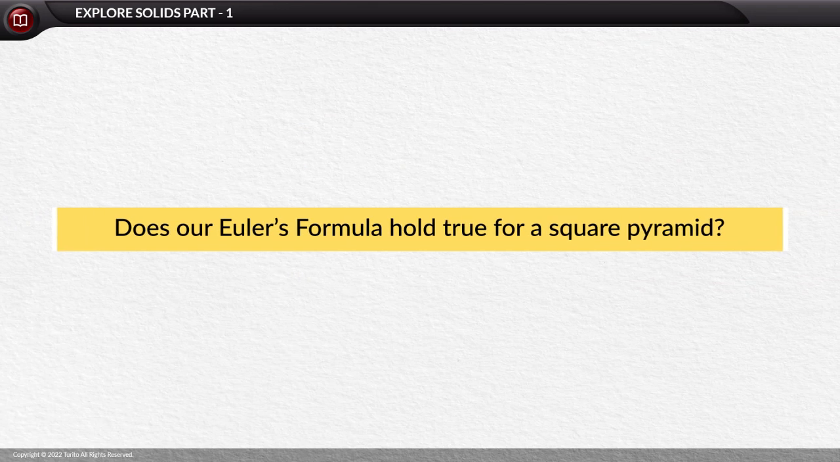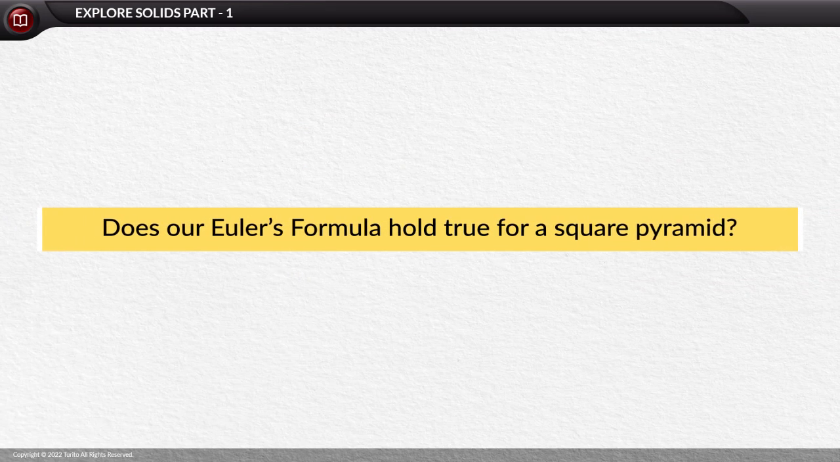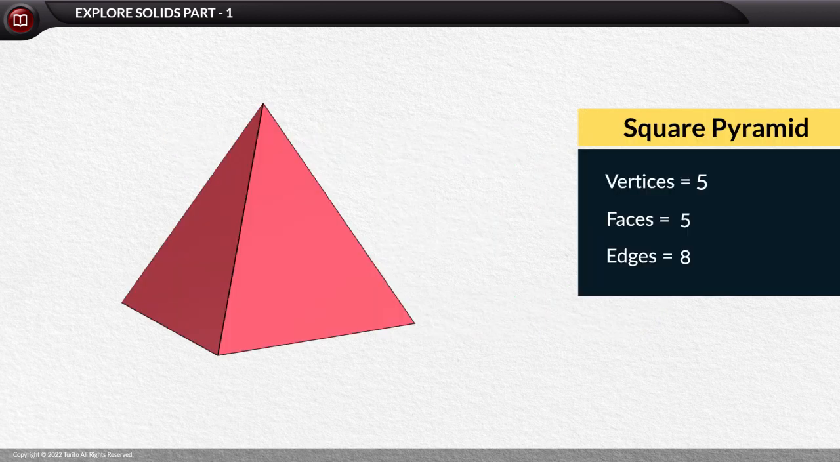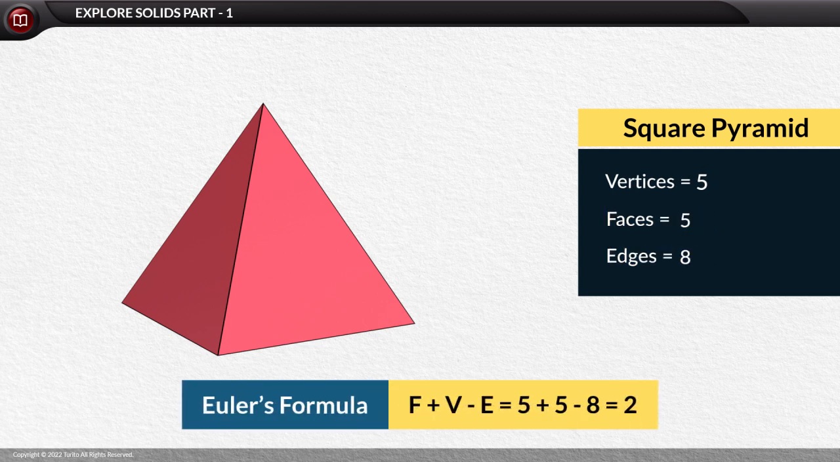Does our Euler's formula hold true for a square pyramid? The answer is yes. As we have already calculated, the pyramid has 5 vertices, 5 faces, and 8 edges. Putting it in the formula, we get 5 plus 5 minus 8, which is equal to 2.